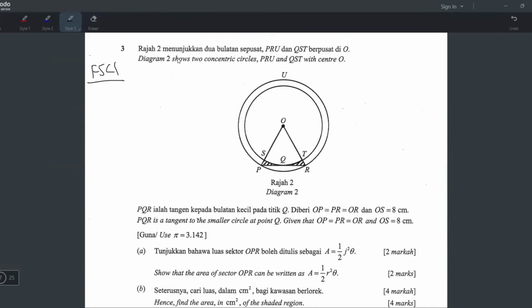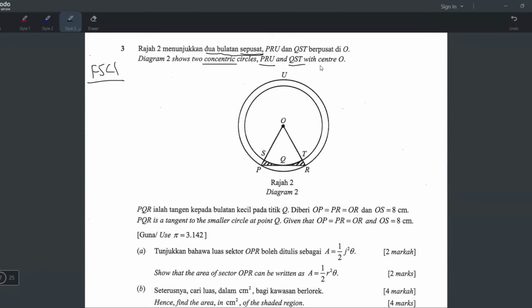Alright, let's read. Diagram 2 shows 2 concentric circles. In Bahasa Melayu, dua bulatan sepusat. Okay, what is concentric, sepusat? Concentric means these 2 circles have the same center. So as you can see, this circle, the center is here. The outside circle, also the center is here. So that's what it means by concentric circles.